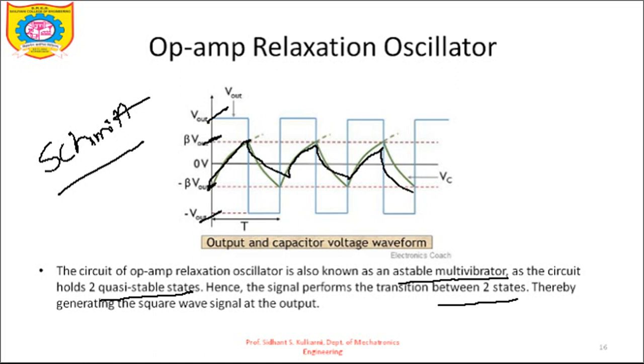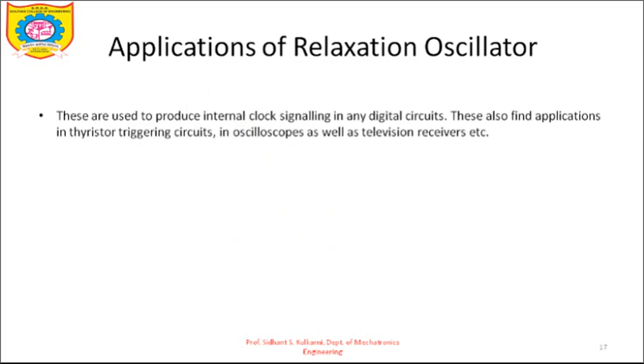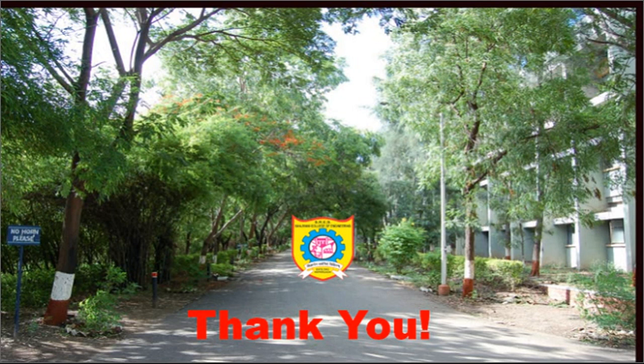Okay, and what are the applications of this relaxation oscillator? They are used for the internal clock signaling of any digital circuitry. These are also used in thyristor triggering circuits, in the oscilloscope, as well as in television receivers, etc. So that's it about this relaxation oscillator, one of the non-linear applications of the op amp.